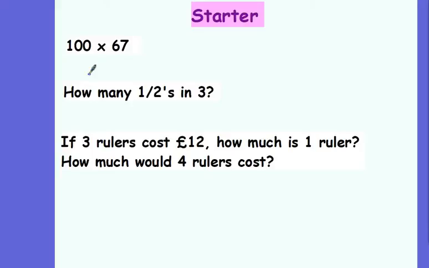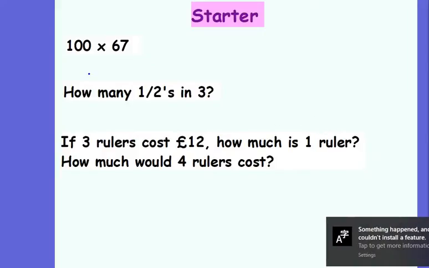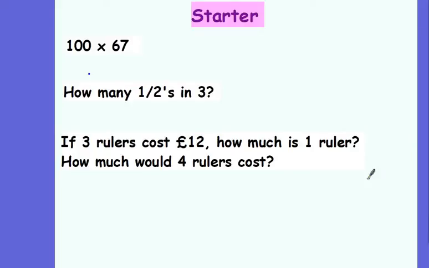Here's the starter for today. Can you find 100 times 67 for me? Then can you answer my question? How many halves are there in 3? And finally, if 3 rulers cost £12, how much would 1 ruler cost? And when you've worked out how much 1 ruler cost, how much would 4 rulers cost? Please pause the video and answer these questions in your light blue books now, please.